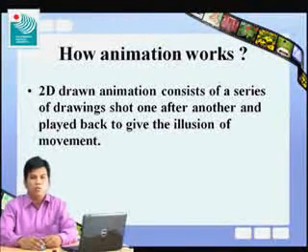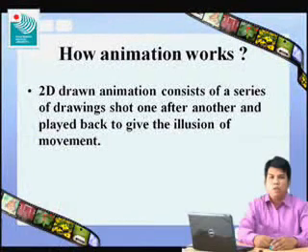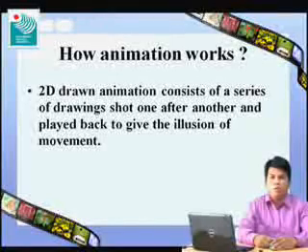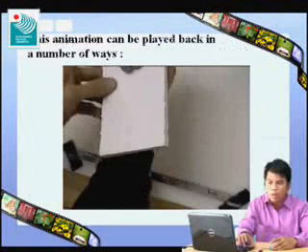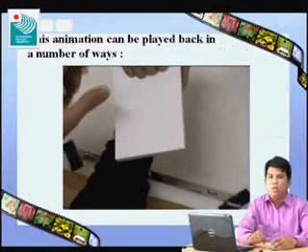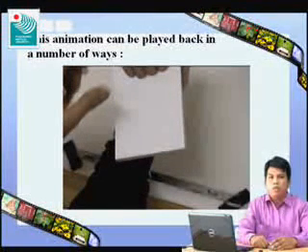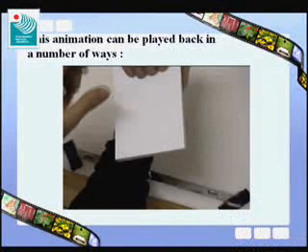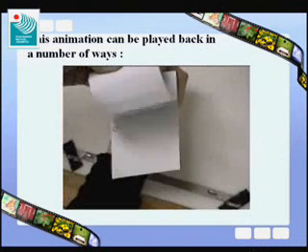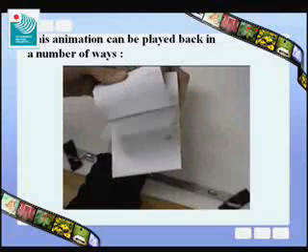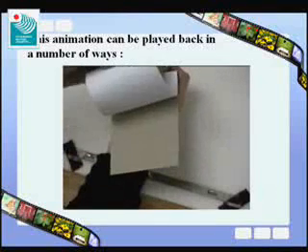How does animation work? 2D drawn animation consists of a series of drawings shot one after another and played back to give the illusion of movement. This animation can be played in a number of ways, in the form of a flipboard. Basically, a file of drawings in sequence is bound together and flipped with the thumb.